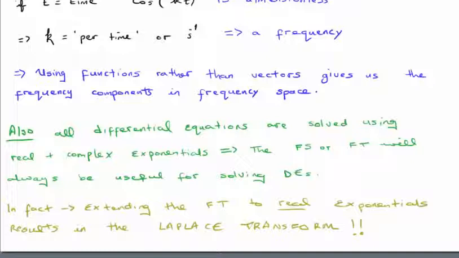The Fourier series and the Fourier transform will always be useful therefore in solving differential equations, because the basis will be the cosines and sines, or the complex exponentials. In fact, if we extend this concept to real exponentials, we get the Laplace transform. So that's the relationship between the Fourier and Laplace transform. Fourier transform only uses complex exponentials, the Laplace transform uses both, and as a result it uses both for the solutions to differential equations.